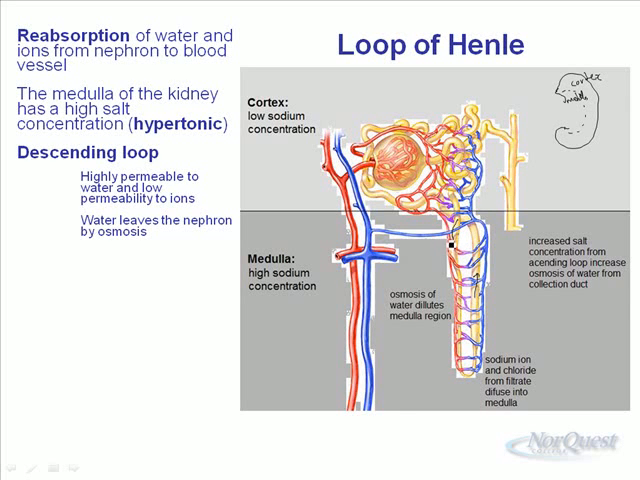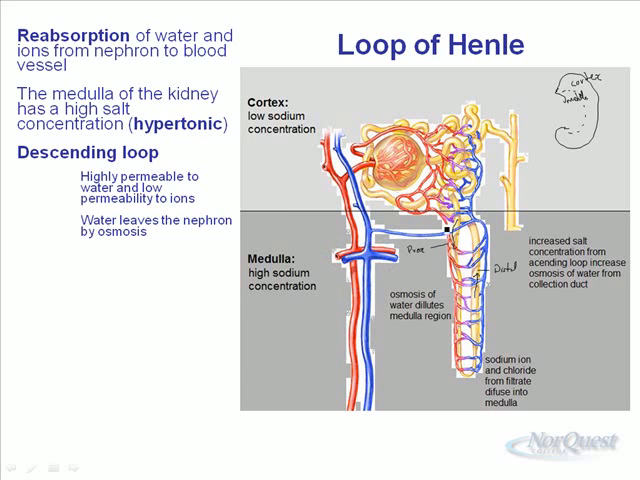And the loop separates the two, so the proximal tubule is on this side. The distal tubule is on the other side of the loop of Henle. And the loop of Henle is this narrow part of the nephron where the tube decreases in size. So the descending loop is permeable to water and has a low permeability to ions.